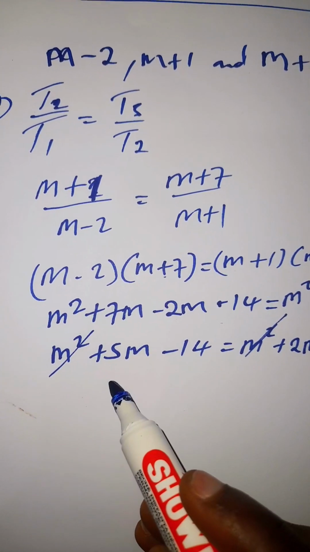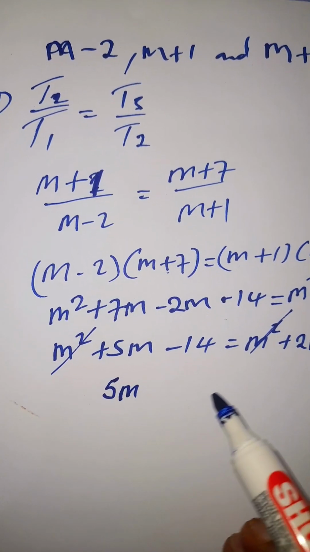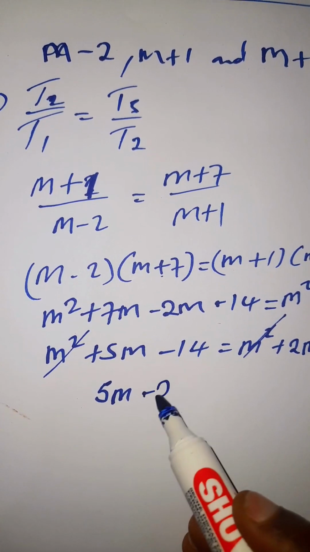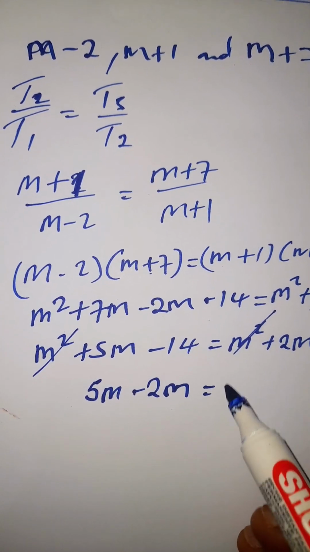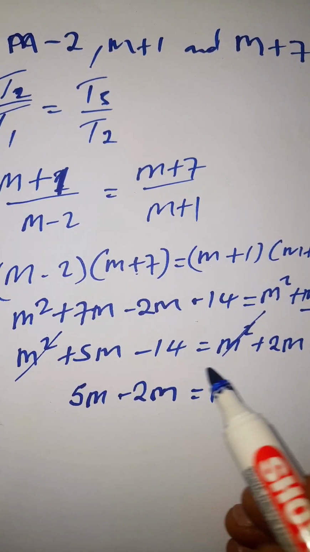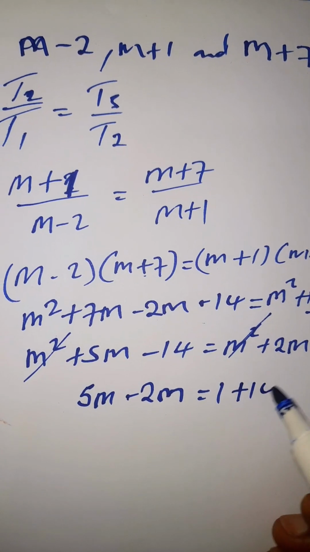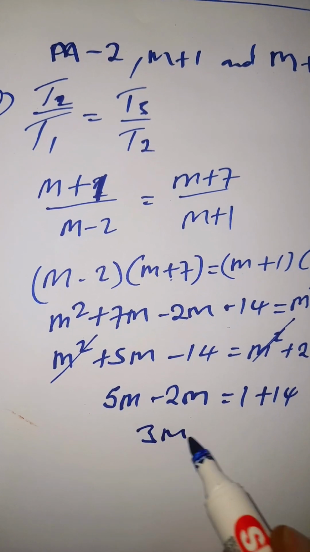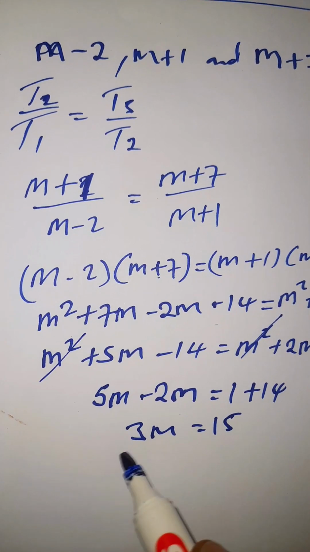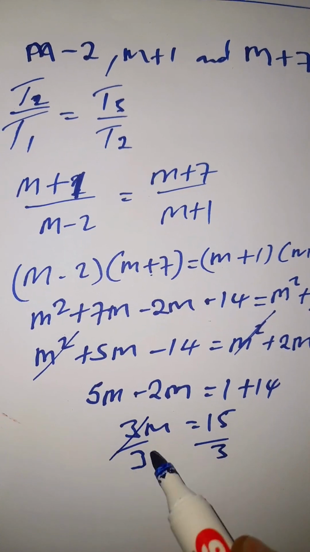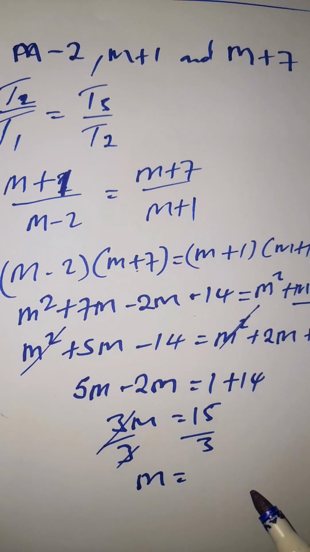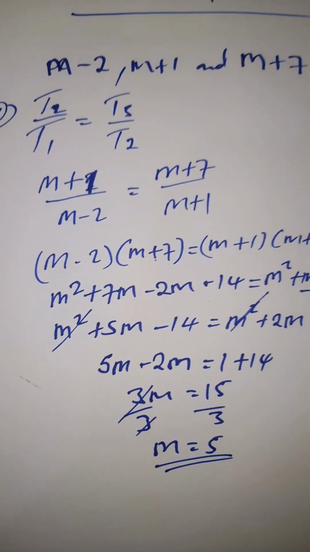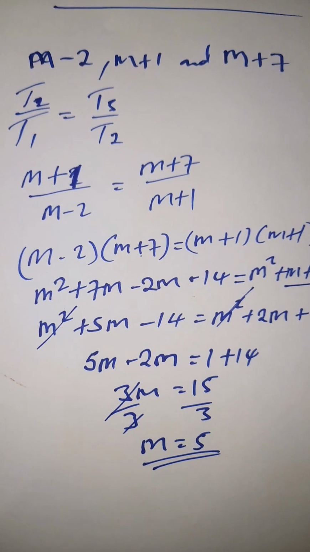Then we can now collect like terms. Let's bring the terms that have an m to the left hand side. So 5m, the positive 2m becomes negative 2m, is equal to 1. When the negative 14 crosses the equals sign, it becomes positive 14. So 5 minus 2 is 3. 3m is equal to 15. So the value of m, when you divide by 3 on both sides, will be 5. 3 into 15 is 5. Now we have found the value of m.